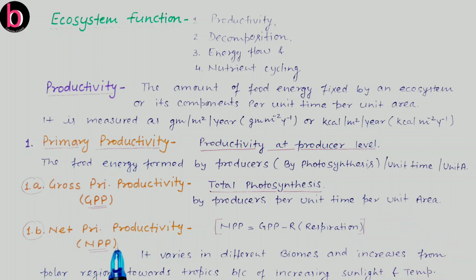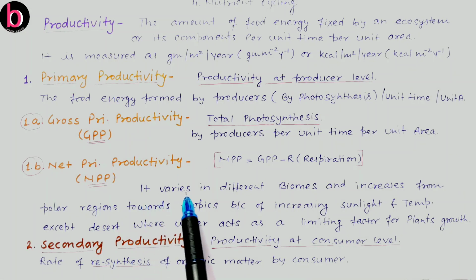The second one is net primary productivity or NPP. So it is GPP minus R. This R here is respiration, the amount of biomass which is consumed by primary producers in respiration. After reducing that, what is left behind is known as net primary productivity, that is NPP equals GPP minus R. Net primary productivity varies in different biomes.